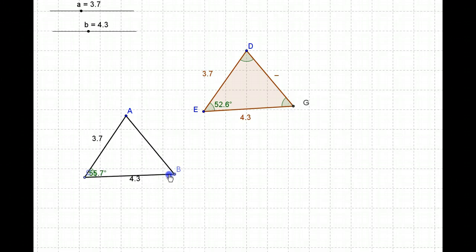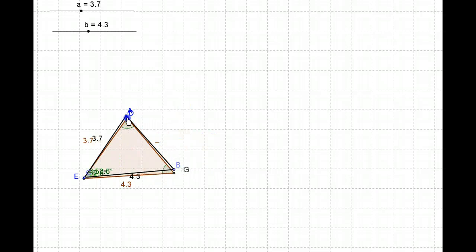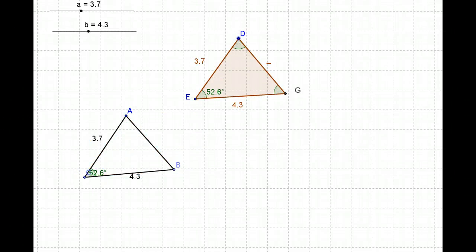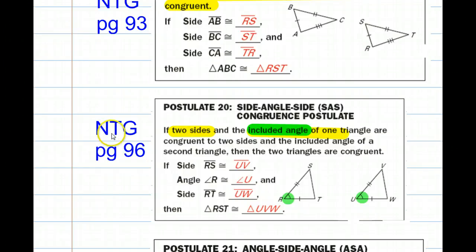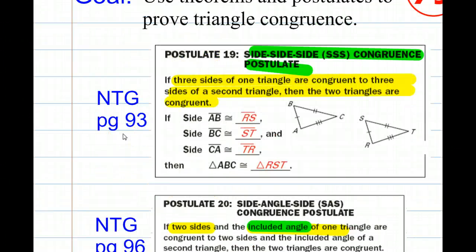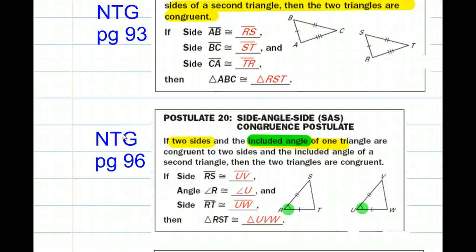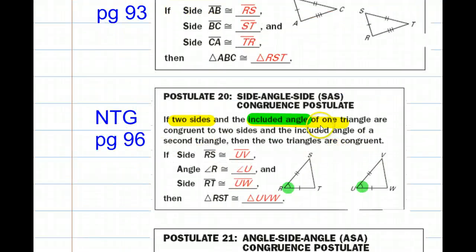So as I make it up to 52.6, now let's see if this triangle is now congruent to the red triangle. And as you can see, it is. So in this case, this proves that side angle side is a good shortcut to use. All right, so far we have side side side as a congruent shortcut, and then we have side angle side, where the angle is the included angle.